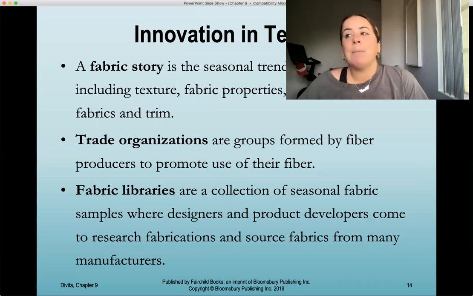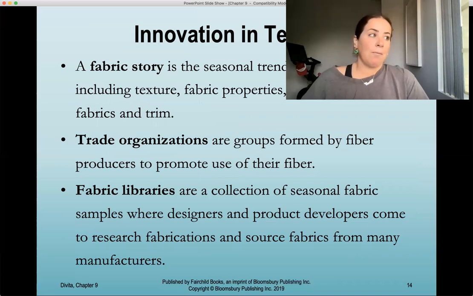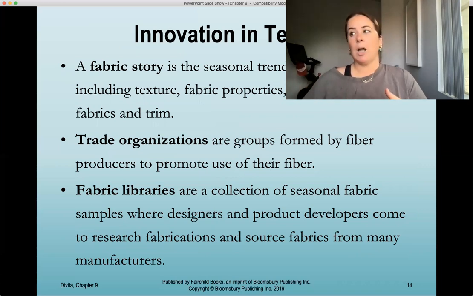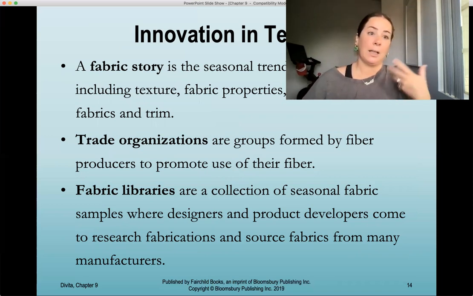Innovation in textiles. A fabric story is a seasonal trend in fabric, including texture, fabric properties, prints, novelty fabrics, and trims. So we'll see this play out within summer and winter, right? The fabric properties of the materials that we wear in winter, and the prints and the novelty fabrics and the trims, lace and velvet, are very different than what we are wearing or purchasing in summer, right?